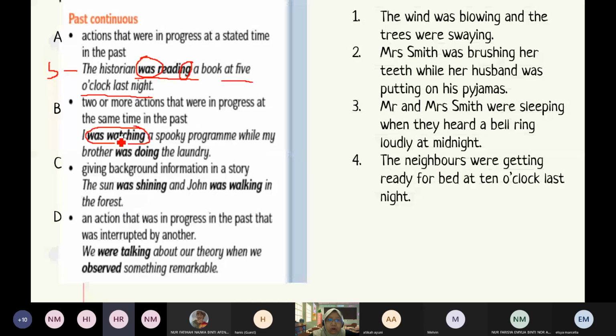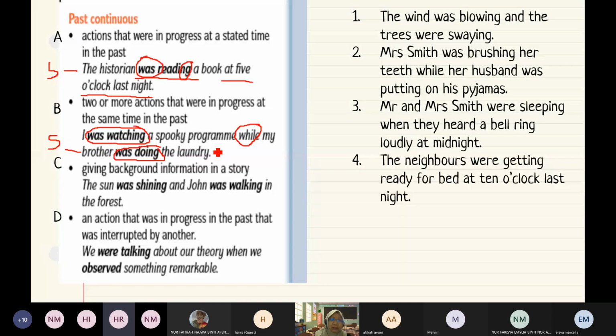Next, was doing. You use was instead of were because of dia punya singular. That's why you use was. And then this word is important, especially when you want to say about 2 things happen in the past. Saya sedang menonton sebuah program dan dalam masa yang sama adik saya sedang membasuh baju.